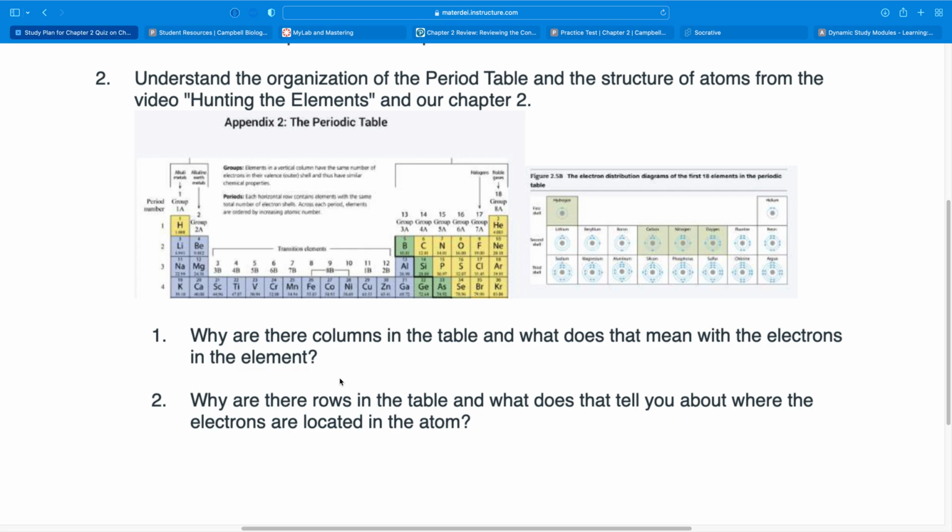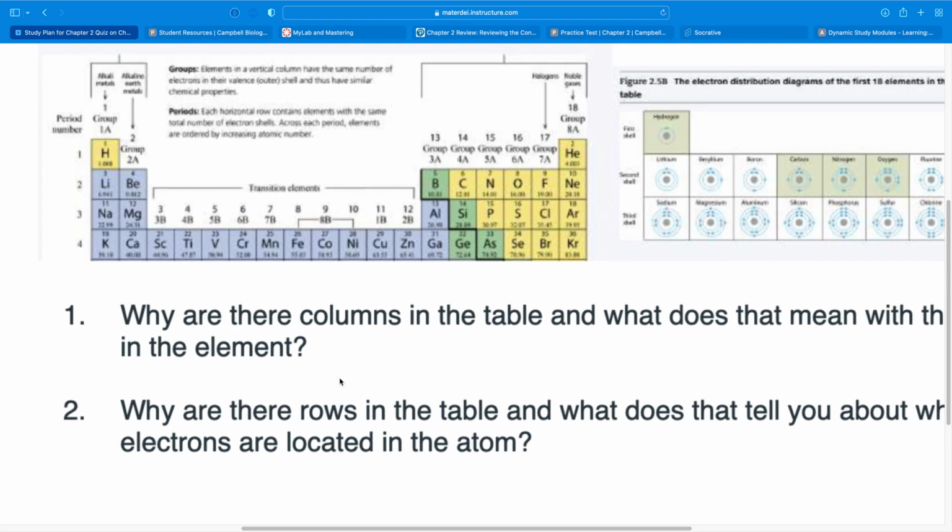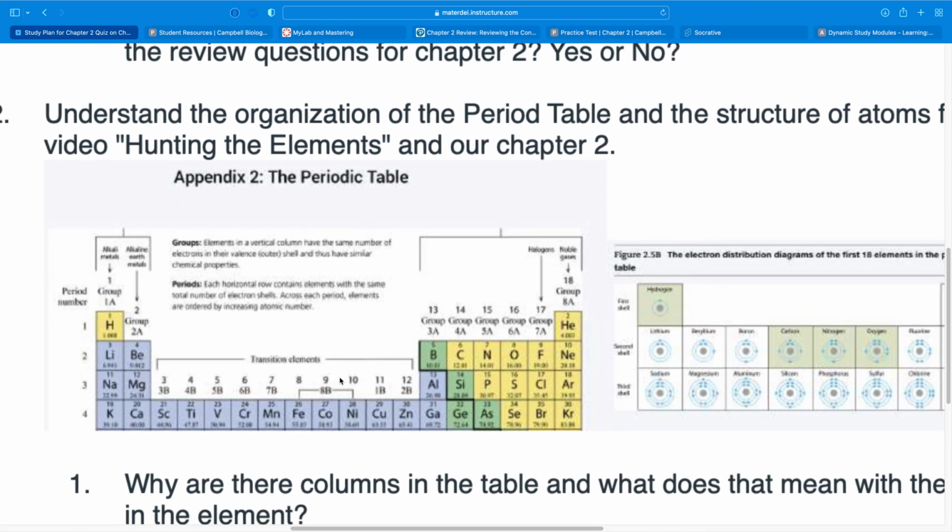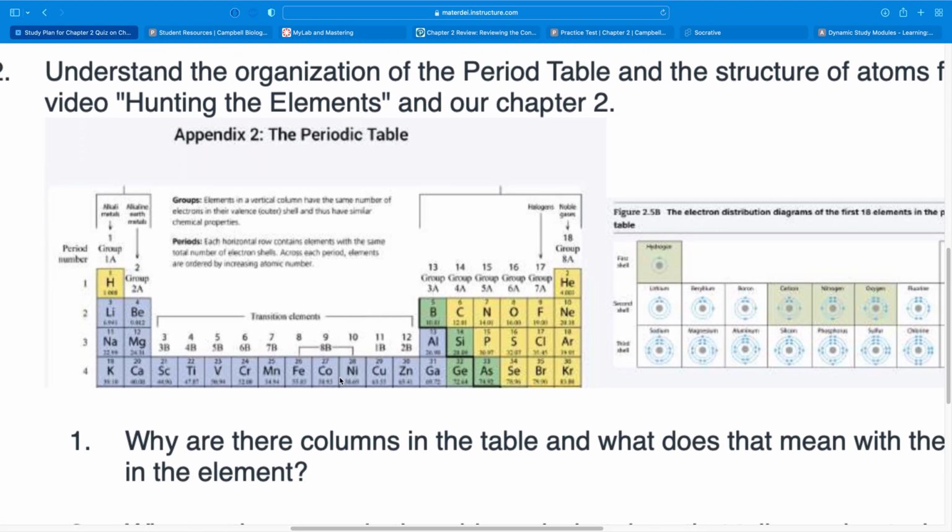This is the one from the end of your textbook in the appendix, and we went over it. If I zoom in, or maybe you could zoom in, I did make this a smaller file, so it's a little fuzzy. But it says right here that the groups are the columns, and they even say groups. That means vertically, it's the number of electrons in their valence shell. So do you know what valence means? It means the outer limits of the atom. The furthest electrons from the nucleus, that's the valence shell. That's where chemistry takes place.